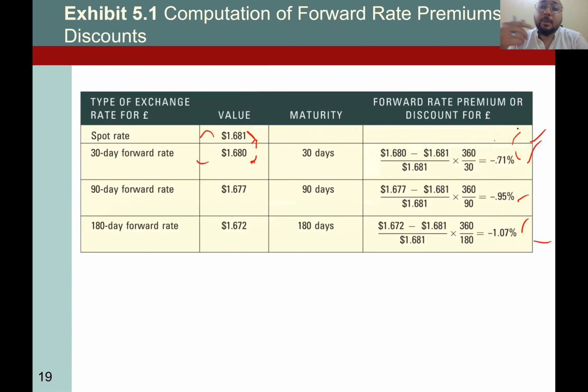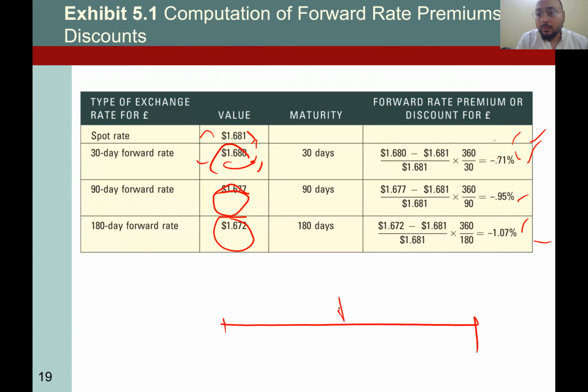The pound has a change of 0.71, but this is not depreciation. Remember, depreciation is on an actual basis. This is forward. We call this a discount. We don't call this depreciation, although it looks like depreciation. These are not the actual values; these are forward contract values. That is the difference. These are forward rates, not the spot rate. So depreciation of the forward rate we call a discount.